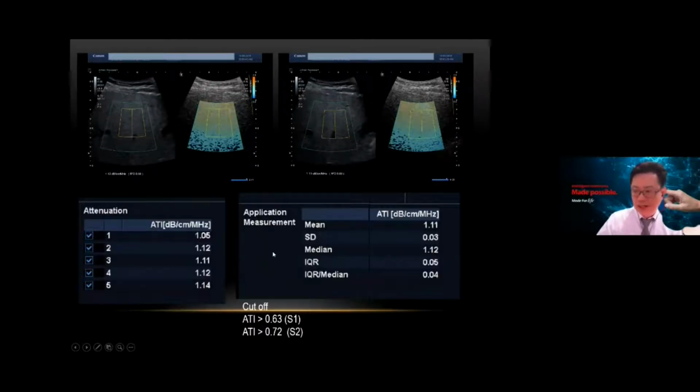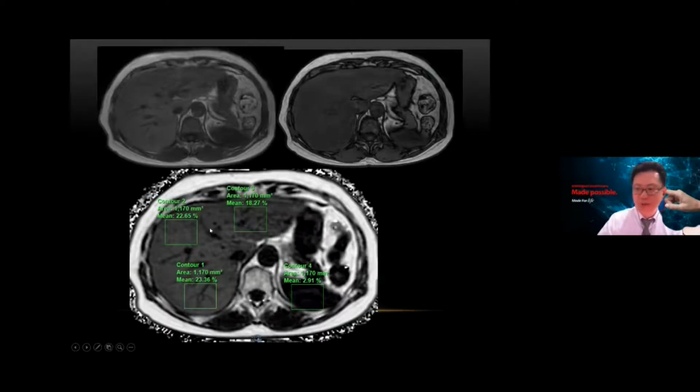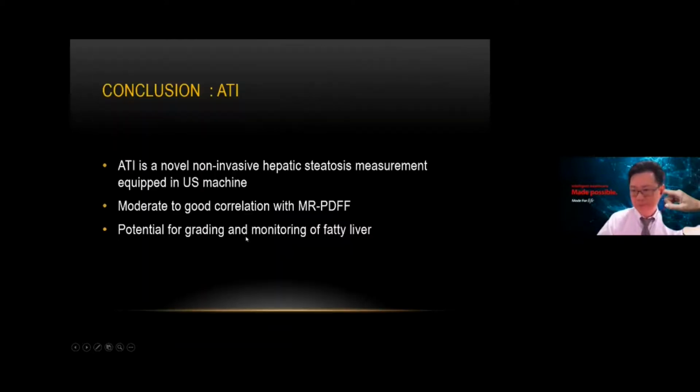So for the ATI measure, a coefficient of 1.1 is more than S2, more than moderate fatty liver. This one was confirmed with the MRI-PDFF at around 20% fat inside using the MR technique, which is considered significant fatty liver. So the ATI technique, I think, is an add-on application used to quantify and monitor the fatty liver, and it has moderate to good correlation with MRI, which is good.